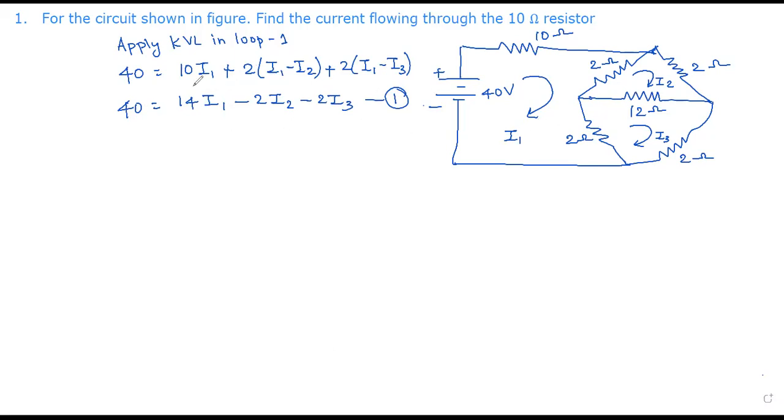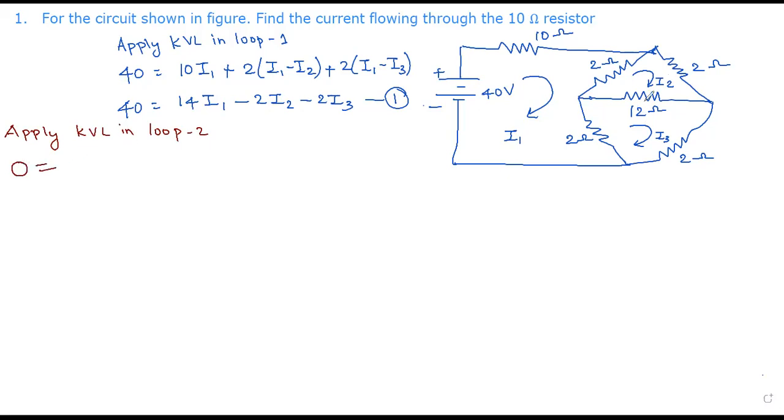Similarly, for loop 2, we are going to apply Kirchhoff's voltage law in loop 2. In loop 2, look at the circuit diagram. We don't have any sources, so all the elements are dropping elements, right? So there won't be any voltage, and we can write 0 on the left-hand side.